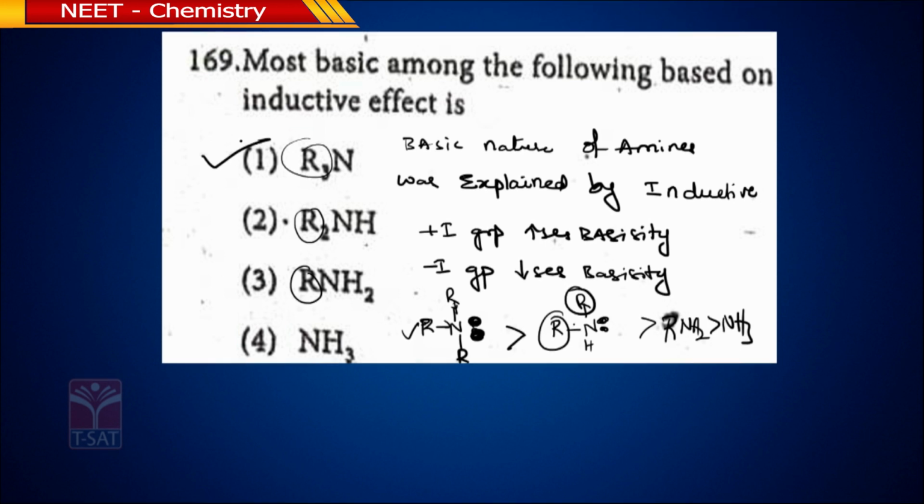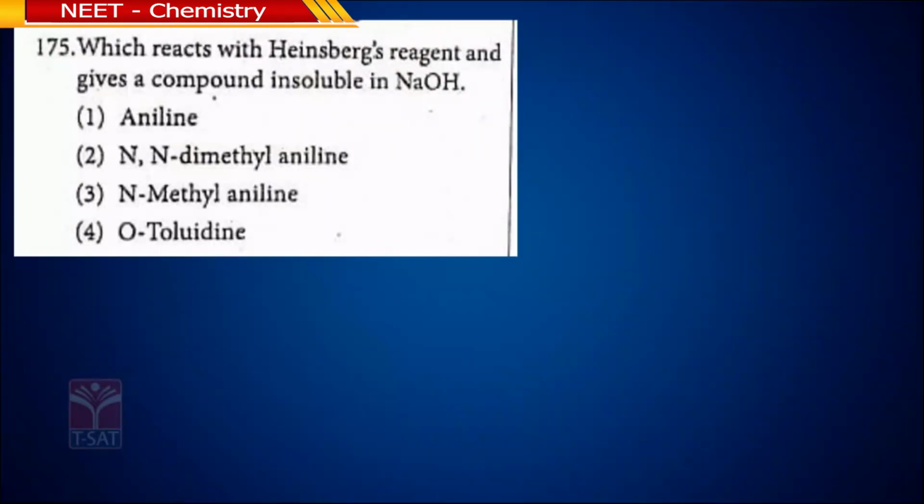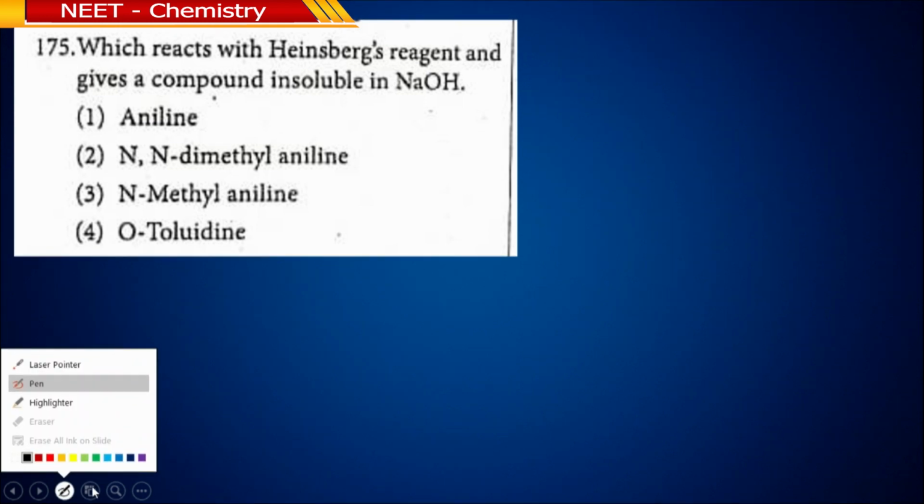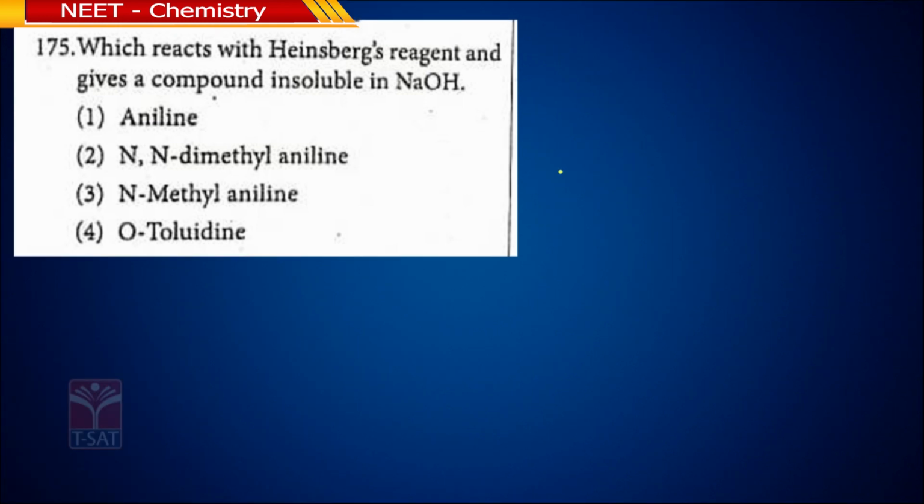If an electron donating group is present on the nitrogen, its basicity will increase. Okay. So, option 1. Next, question 175, which reacts with Hinsberg reagent and gives a compound insoluble in NaOH. So, this is the chapter organic compounds containing nitrogen; primary amine and secondary amine react with Hinsberg reagent.